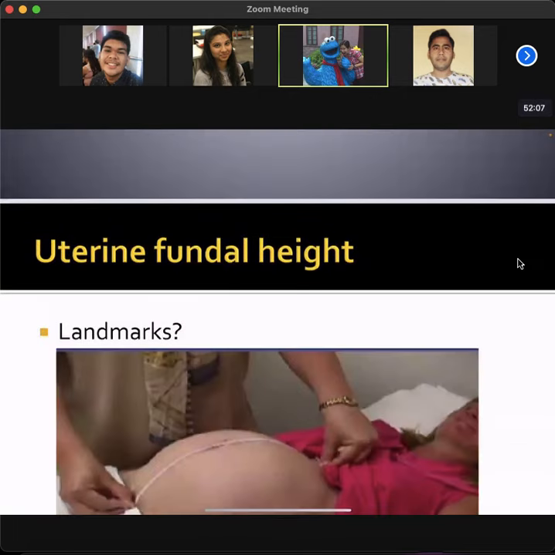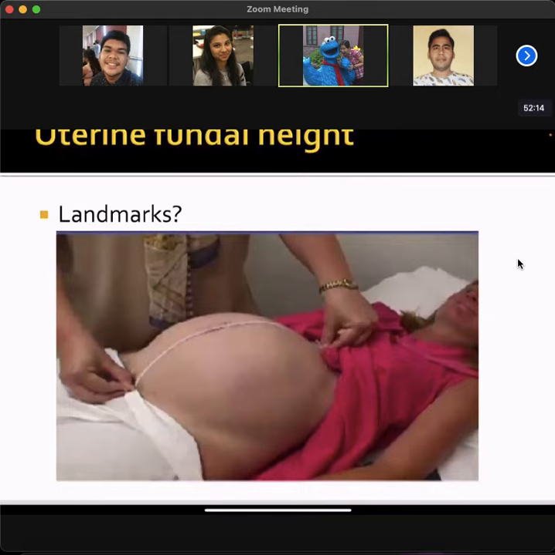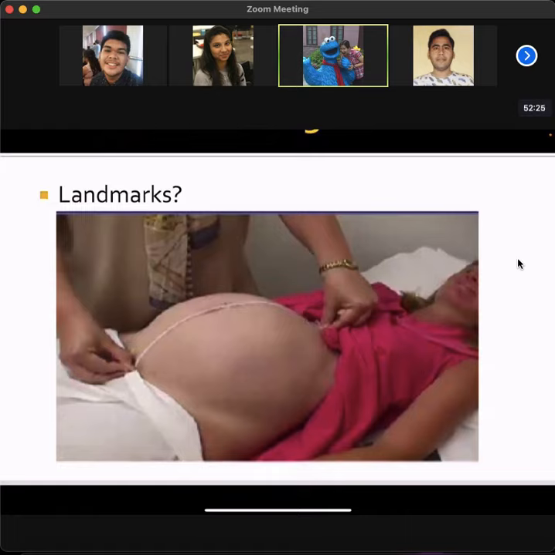Okay, so what can we do? One, and the easiest, would be your uterine fundal height. So what are our landmarks? The symphysis pubis and the uterine fundus. So this should be taken in centimeters. Your uterine fundal height correlates to your age of gestation during 20 to 32 weeks age of gestation.